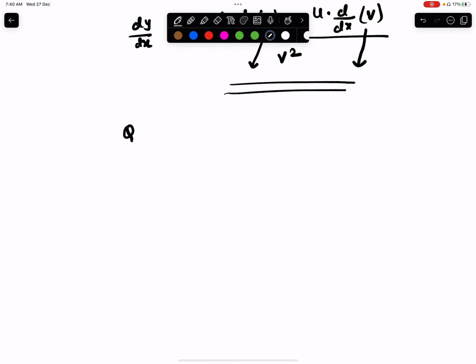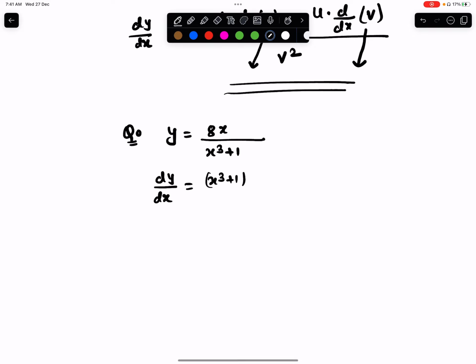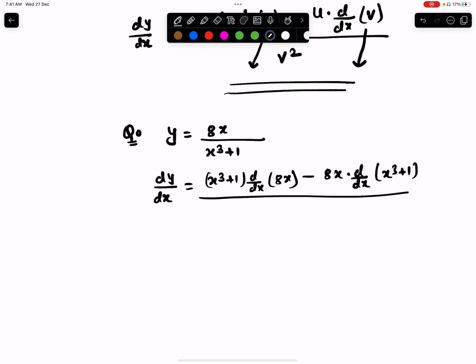Suppose we have to solve a question as y equals 8x by (x cube + 1). So dy/dx is equal to: we differentiate, (x cube + 1) into d/dx of 8x, minus 8x into d/dx of (x cube + 1), divided by (x cube + 1) square.